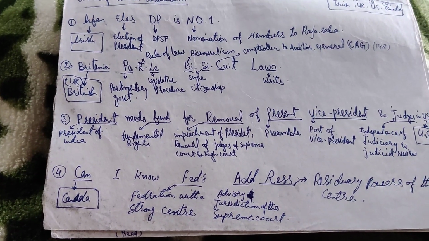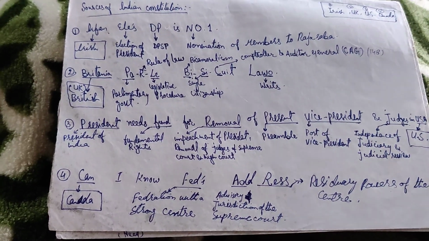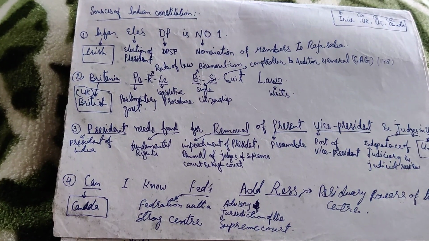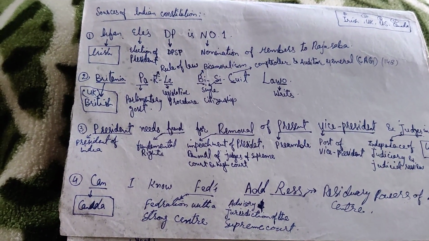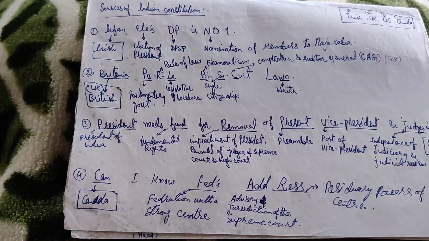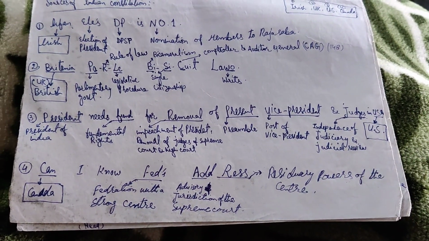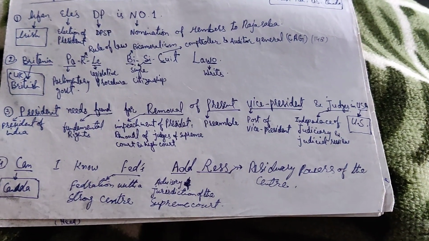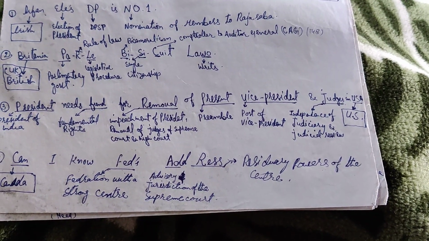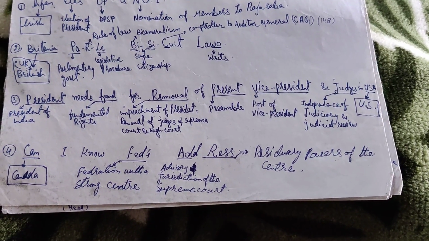In the same way, we have taken many things from the US constitution, like President of India, fundamental rights, impeachment of president, removal of judges of Supreme Court and High Court, preamble, post of vice president, and independence of judiciary and judicial review. These are some features which we have taken from the US constitution.